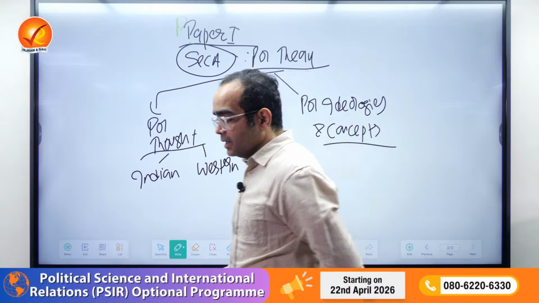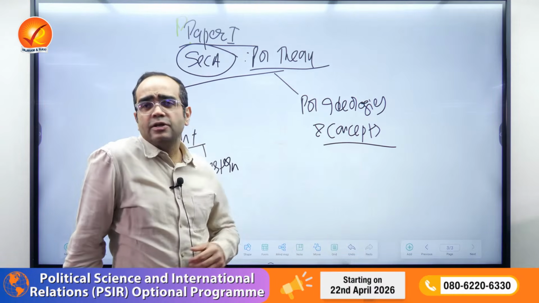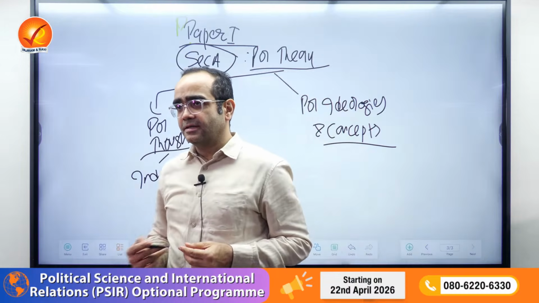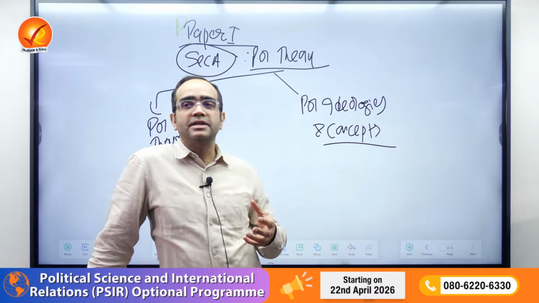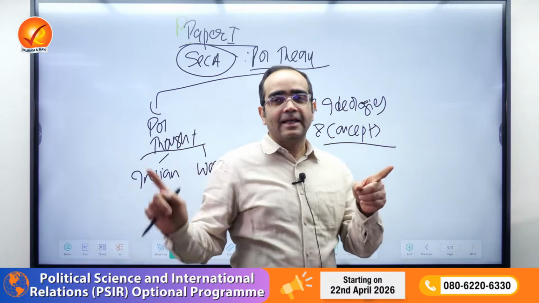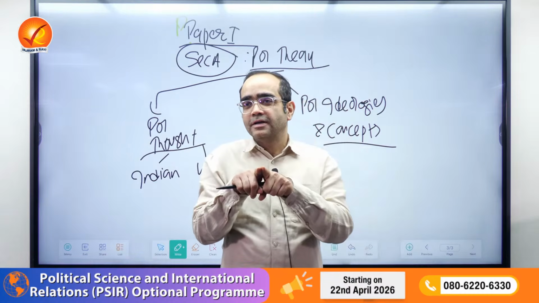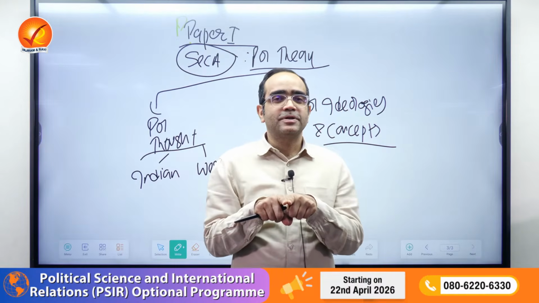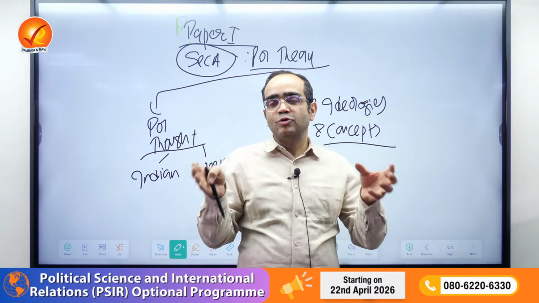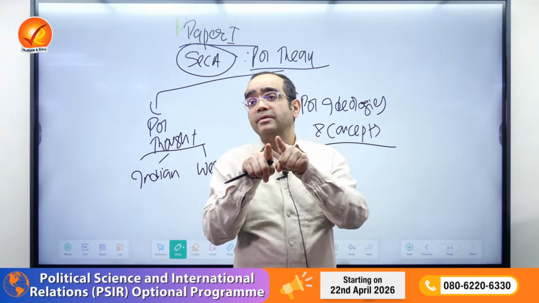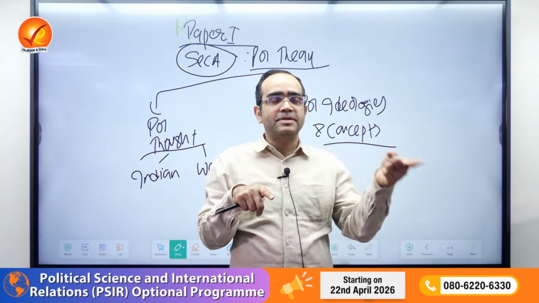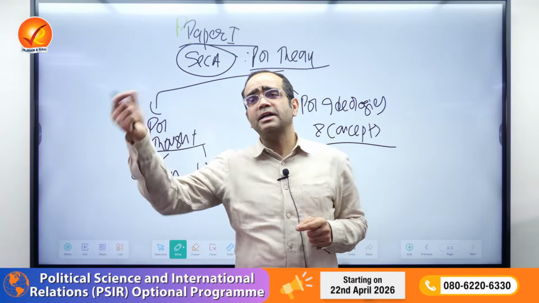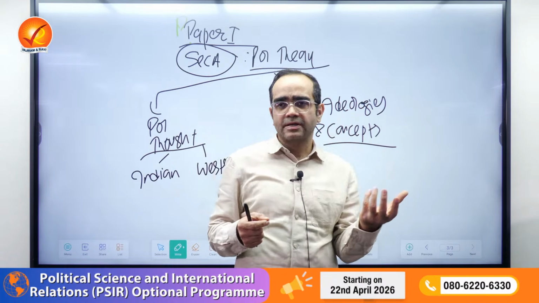Now, political ideologies and concepts. When you study international relations, you will find that one of the reasons why Israel and India have become closer in the past 11 years since Prime Minister Modi came to power, experts say, is that the parties in power in both countries are right-wing parties. BJP is a right-wing party and Netanyahu's party is also a right-wing party. Now what is a right-wing party? What is a left-wing party?